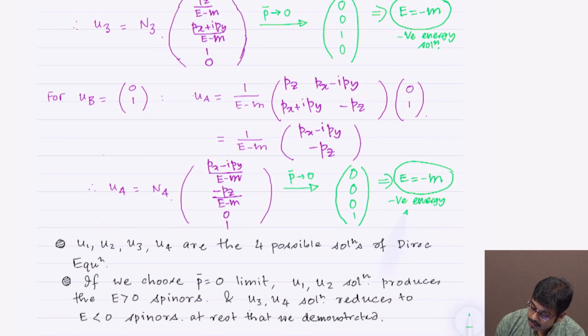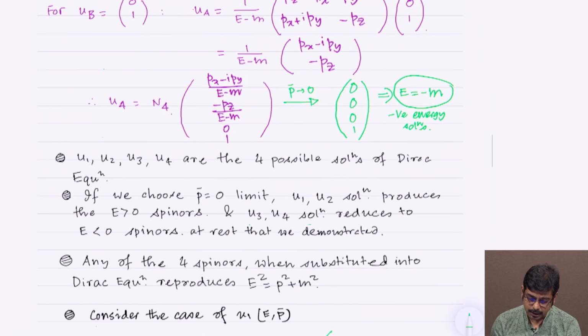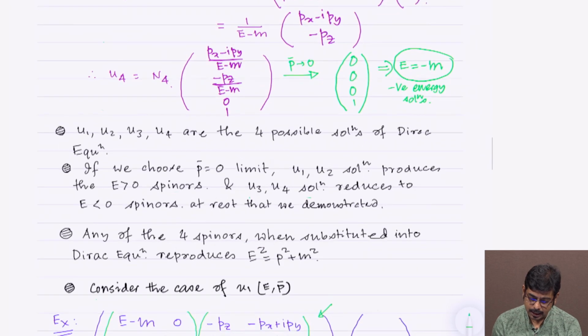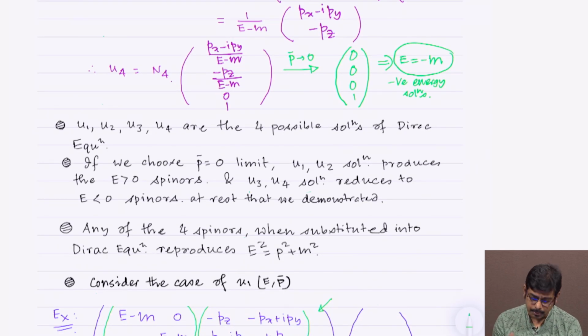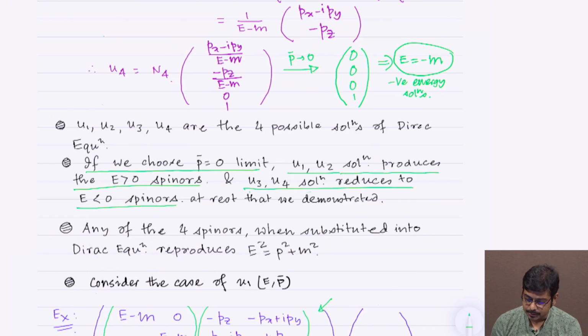And this is something that we have already envisaged, that in Dirac equations, or rather in any relativistic quantum mechanics, this is something which is unavoidable. We are going to get the negative energy solutions, and the interpretation that we have done is essentially that these are nothing but the antiparticles. So, once again, to reiterate, if we choose p tending to 0 limit, U1 U2 solution produces the E greater than 0 spinors, whereas U3 U4 solution reduces to E less than 0 spinors at rest, that we actually found out.